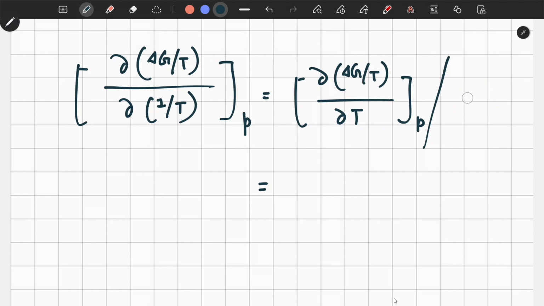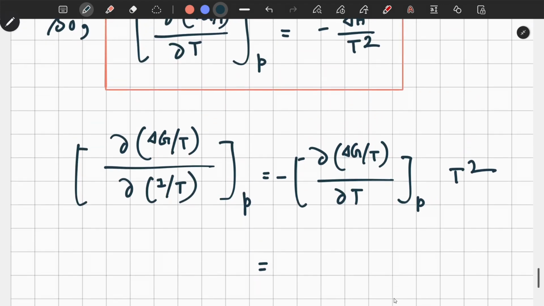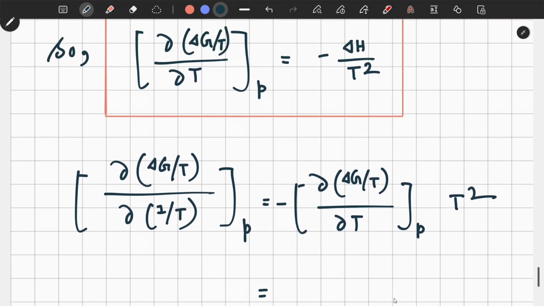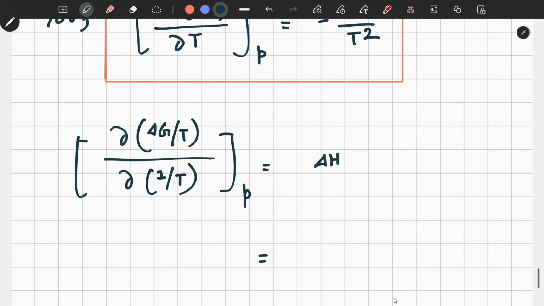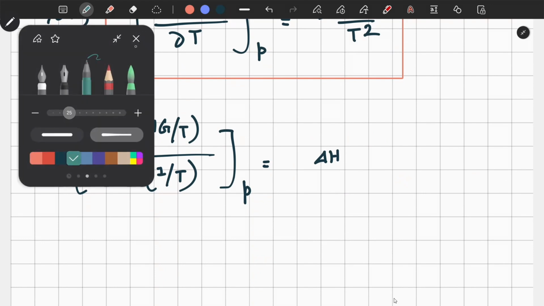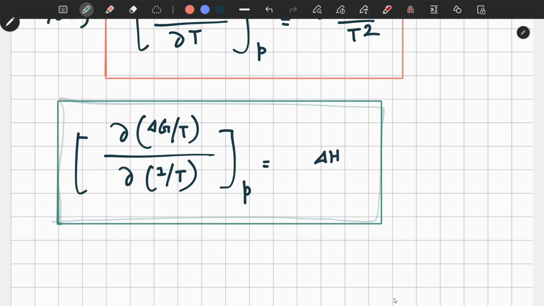Or if you take it above, then it is just T square, so minus T square, correct? And this part is already delta H by T square, so minus will go away and T square cancels, so it is just plus delta H. So this is the base form of the Gibbs-Helmholtz equation.